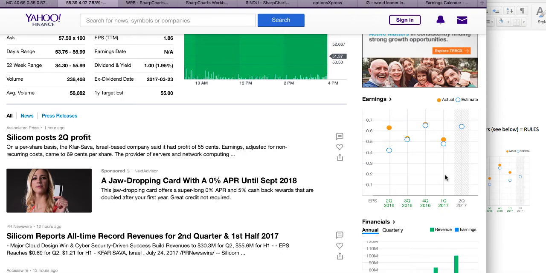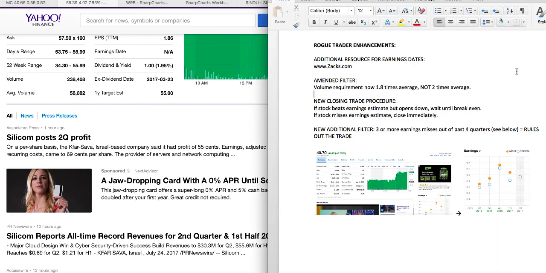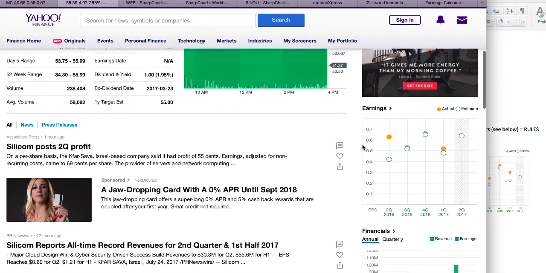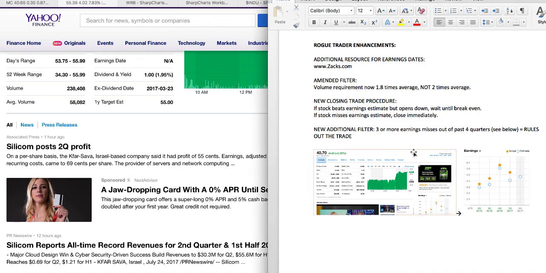The one way it goes wrong is where they miss. You can even scroll over and it shows actual earnings and estimated earnings, and they come in above it, which is exactly the sort of scenario we want. When it's drastically above like that, that can really set the price on fire. So what we're saying is that there's a new additional filter, very quick and very powerful. If it's got 3 or more earnings misses out of the past 4, that rules it out. This one would have been fine, but it's a very quick glance and a very common-sense thing to do. If it's got 3 or more earnings misses out of the past 4, that throws it out.